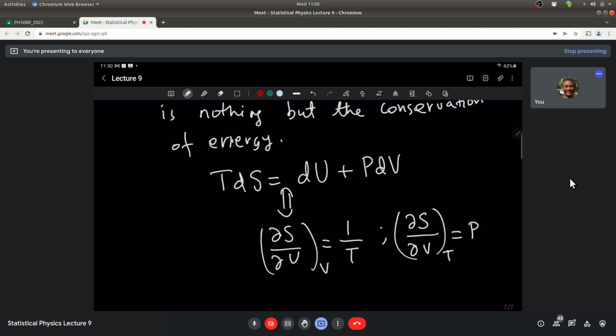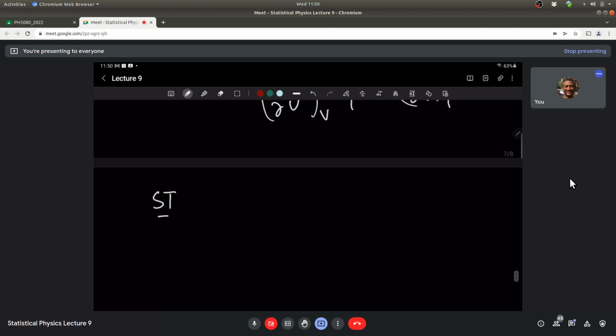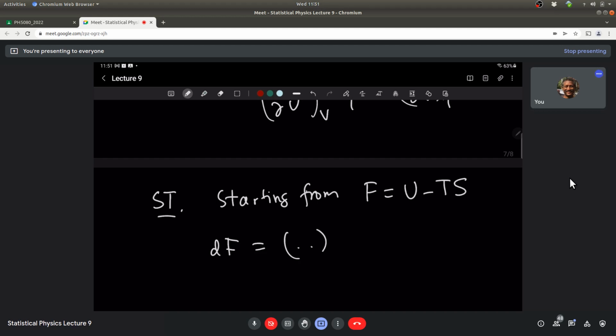Okay. So now what I want you to do is show that starting from F equal to U minus TS. Okay, we can show that dF is equal to something. So F is a function of T, so that will be minus S dT plus something which is a function of V, with T kept constant. Okay, so work out what these values are.